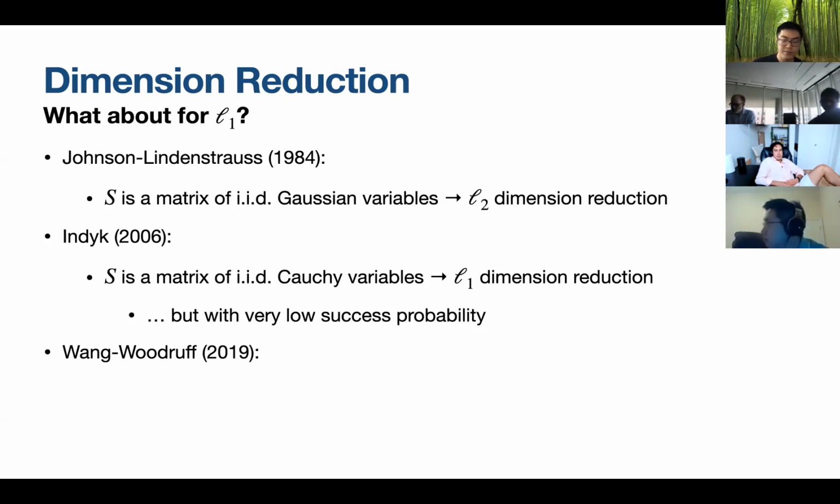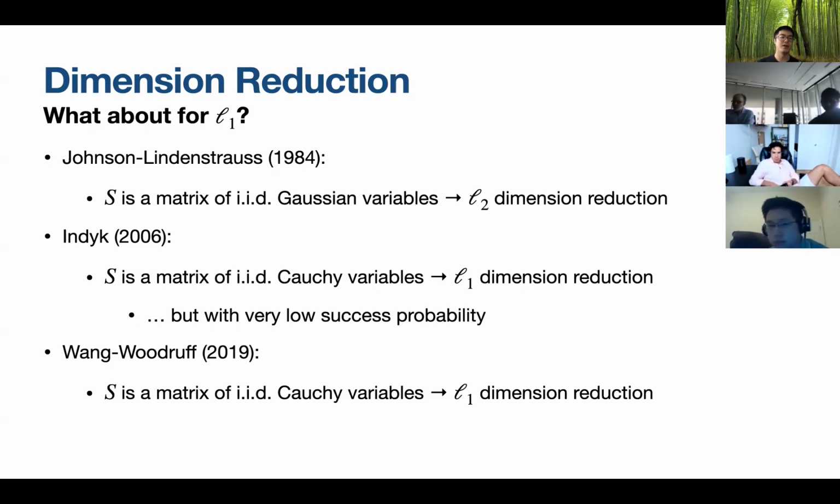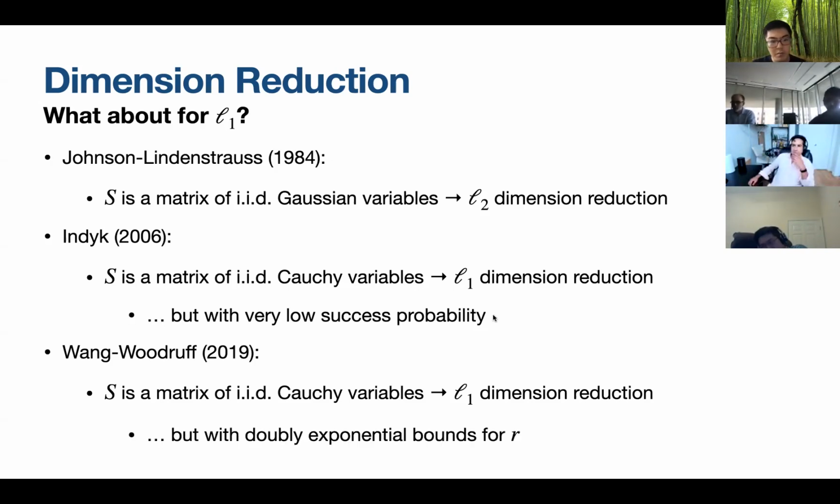This line of thought was further pursued by Wang and Woodruff in 2019, where they also consider a matrix of IID Cauchy variables, which leads to L1 dimension reduction. And this time, the results have sufficiently high probability, so we can, for example, indeed get 99% success probability. But the problem is that their bounds on the target dimension R are doubly exponential, which is very undesirable.